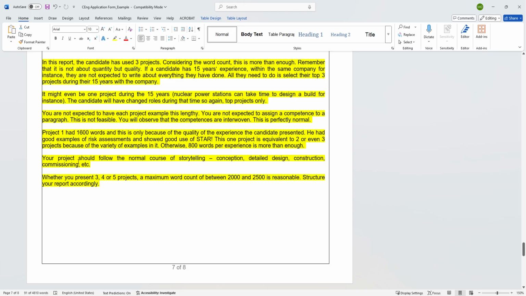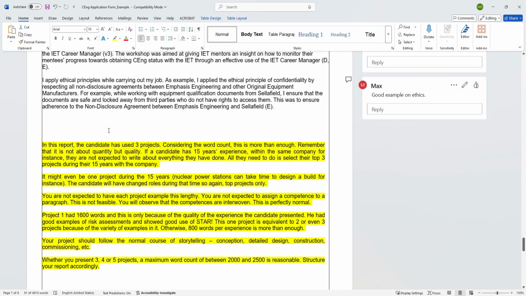And we said your project should follow the normal course of storytelling: conception, detailed design, construction phase, commissioning phase, and so on. Whether you present 3, 4, or 5 projects, a maximum word count of between 2,000 and 2,500 words is reasonable. So it's important to structure your report accordingly.